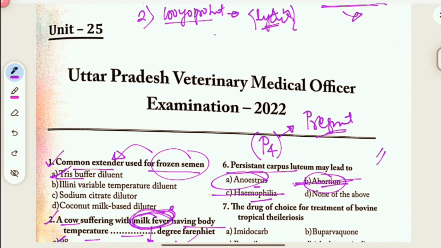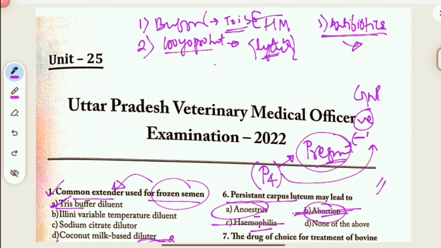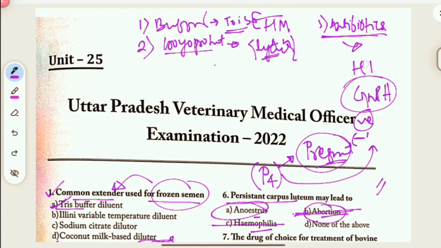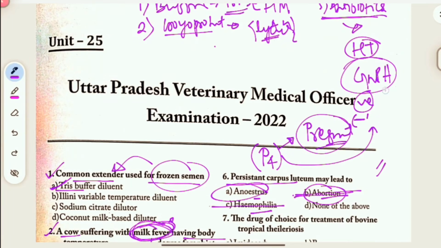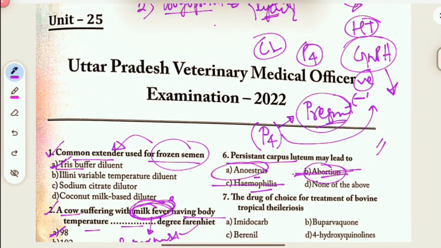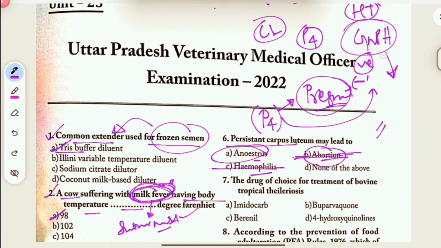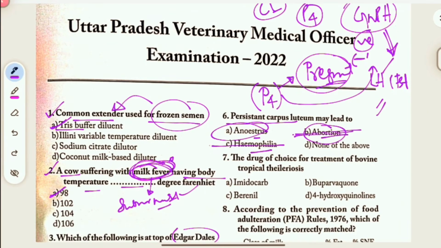In non-pregnant animals, progesterone has a negative effect on the GnRH hormone, which is secreted by the hypothalamus. If there is no GnRH secreted in the presence of progesterone from the corpus luteum, there won't be any secretion of LH and FSH from the pituitary. If there is no LH and FSH, the animal won't come into estrus and it won't ovulate.